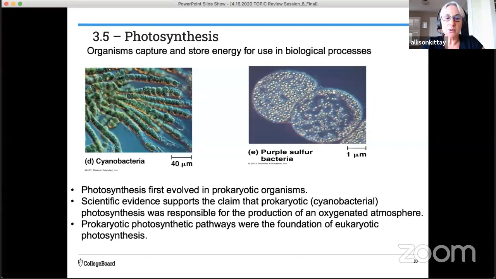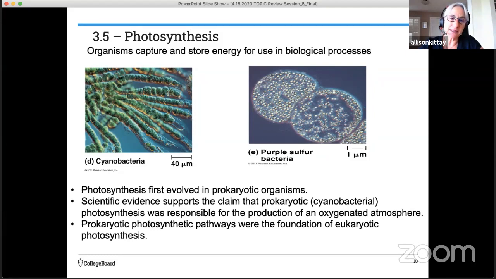The first thing you should understand is that photosynthesis first evolved in prokaryotic organisms. There's lots of scientific evidence to support the claim that prokaryotic or cyanobacterial photosynthesis was responsible for the production of an oxygenated atmosphere. So we owe the fact that, as aerobic organisms, the atmosphere has enough oxygen for us to breathe. I have an image of cyanobacteria.